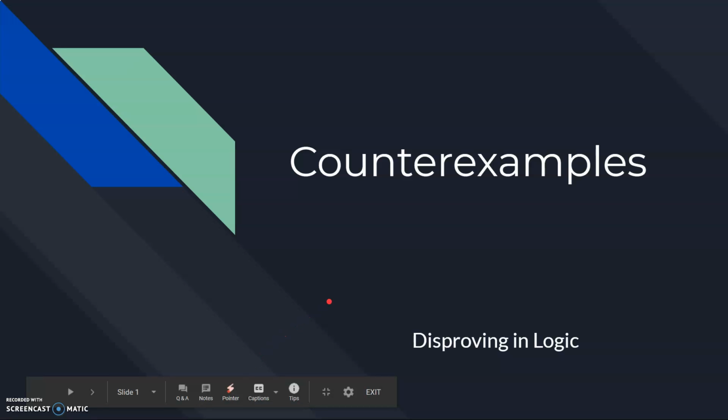Alright guys, so we're going to be talking a little bit more about logic and conditional statements, except we're going to do something kind of fun with them, okay? We're going to look up counterexamples. Counterexamples are just a way for you to disprove a conditional statement. Trust me, counterexamples are the easiest way to do a proof, because all you got to do is throw one example out there, boom, you disprove the whole thing, okay?